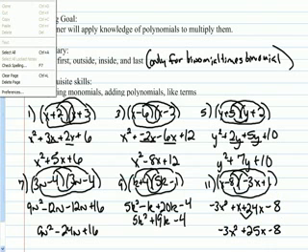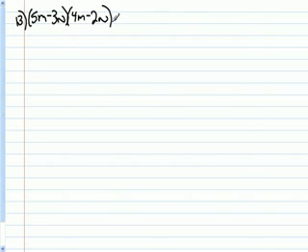Alright, I'm going to go ahead and clear the page to do the rest. Number 13. They have 5m times 3n and 4m minus 2n.